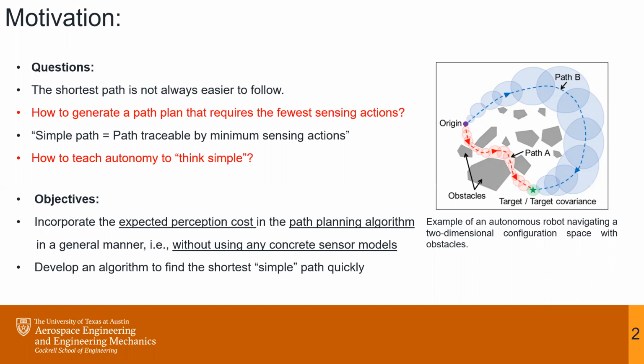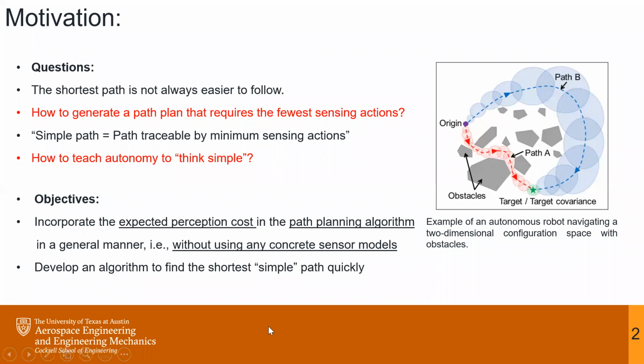As the robot moves, its uncertainty grows. The circles in the figure represent the uncertainty. The robot can perform measurements to shrink the uncertainty. As it can be inferred from the figure, path A is shorter than path B, but the robot should perform several measurements to follow A. This is an example where the shortest path is not always easier, or I'll say simplest to follow.